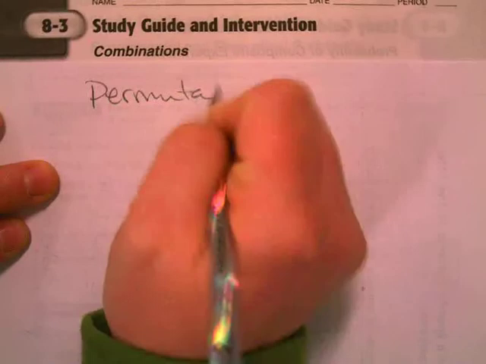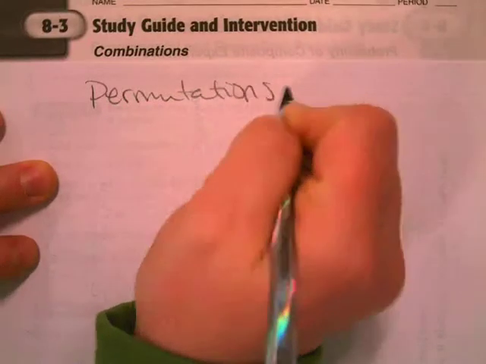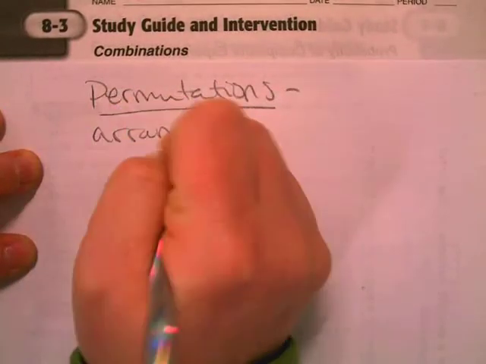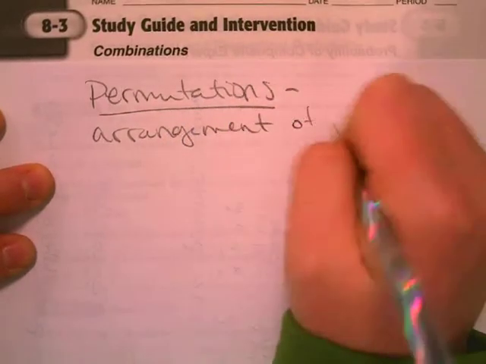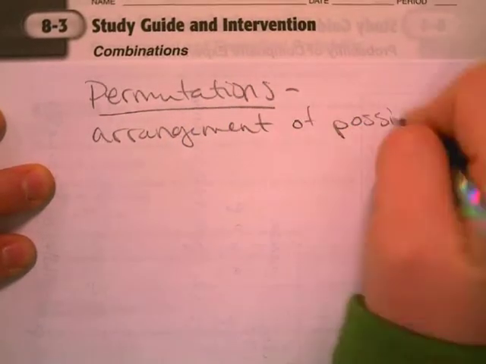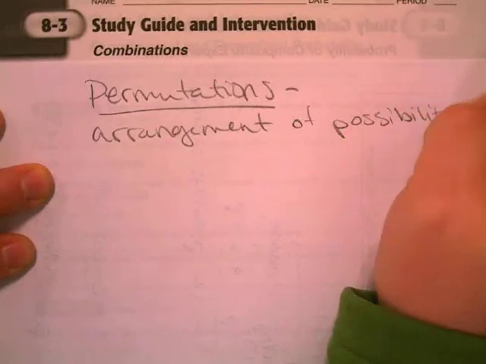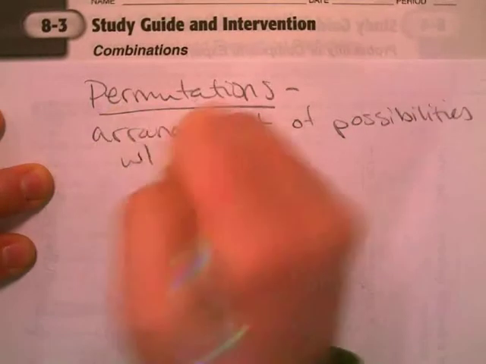Today is section 8.3. We're learning about combinations. In our last lesson, we learned about permutations. Permutations is an arrangement of possibilities or outcomes where order matters.